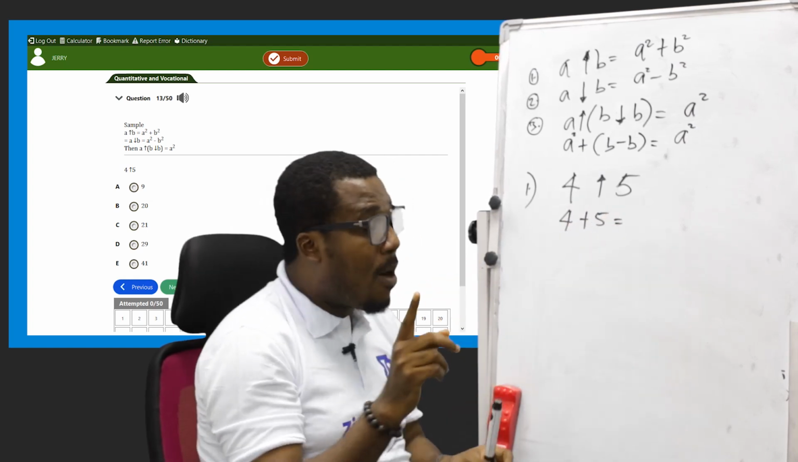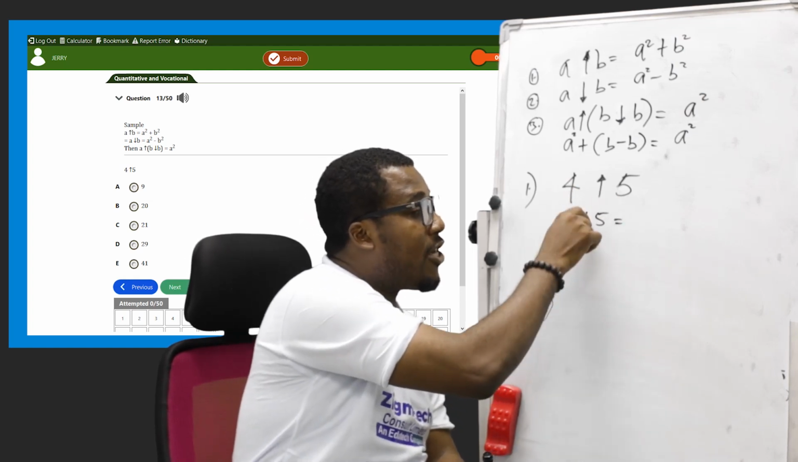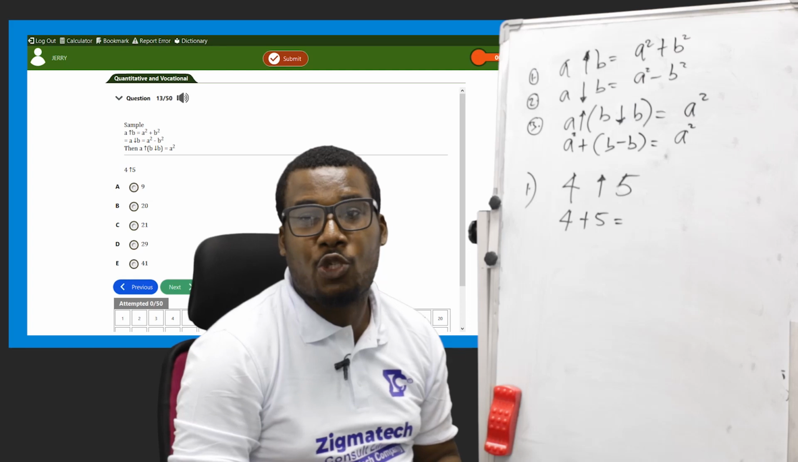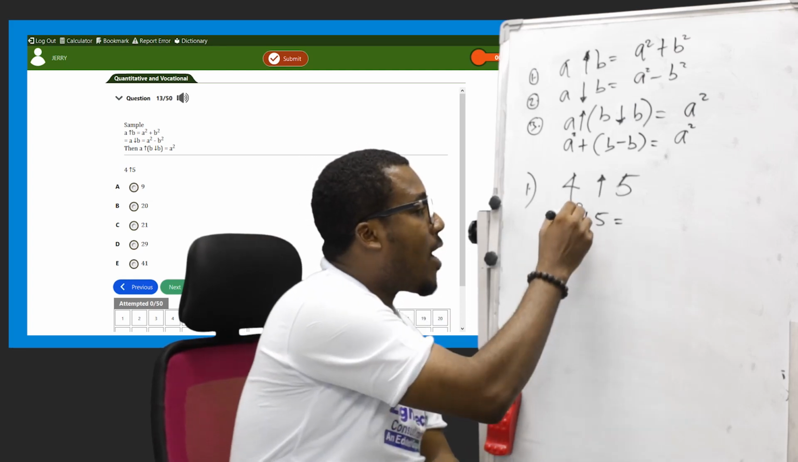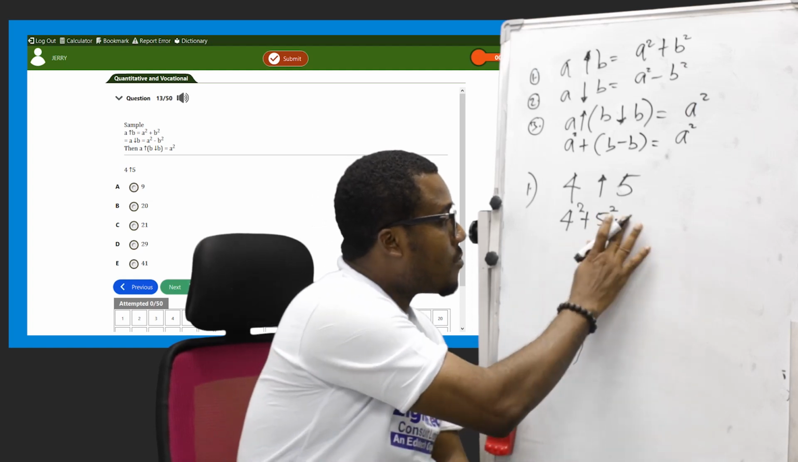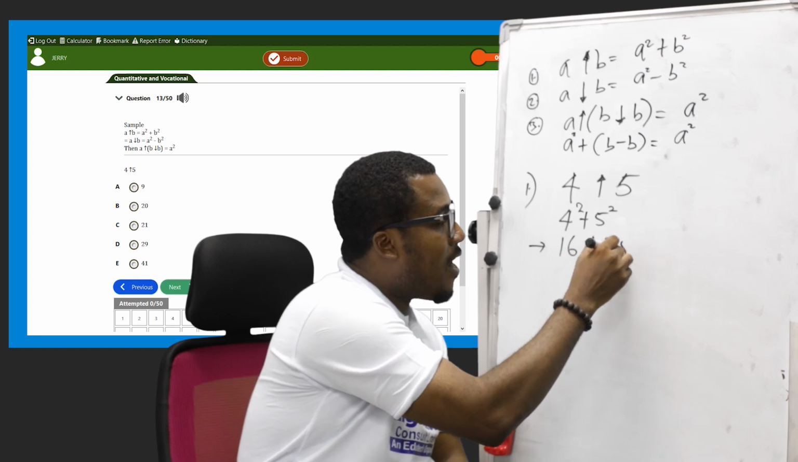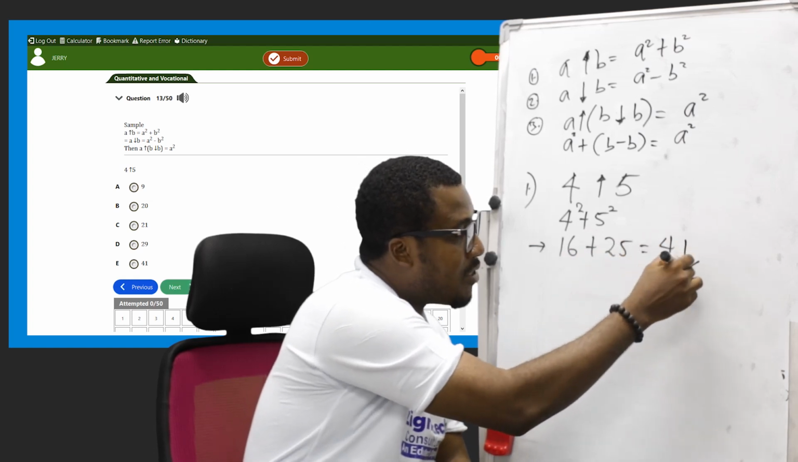But one more thing is remaining. They say whenever it's pointing up, this is addition, but this size must be squared. So 4 squared plus 5 squared. This means 4 squared is 16, plus 5 squared is 25, hence your answer is 41.